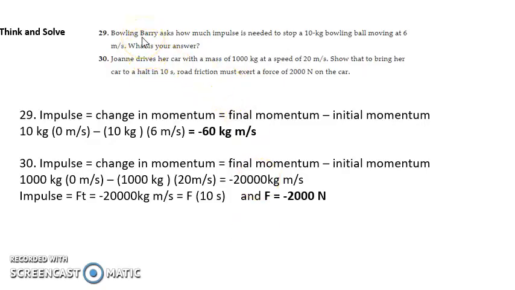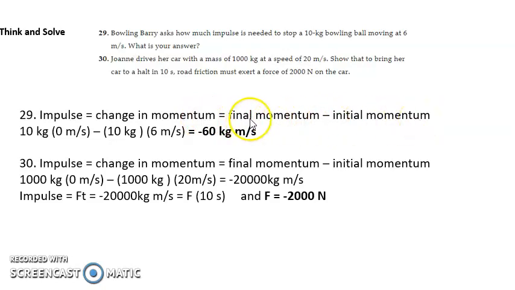Problem 29. Bowling Barry asks how much impulse is needed to stop a 10 kilogram bowling ball moving at 6 meters per second. What is your answer? So we're being asked for impulse here, and a formula for impulse is a change in momentum, which is the same as final momentum minus initial momentum.